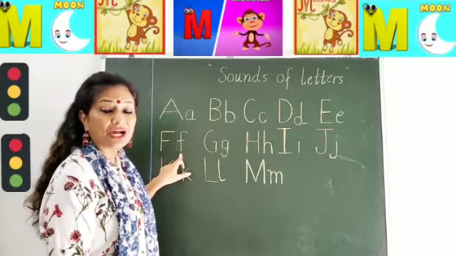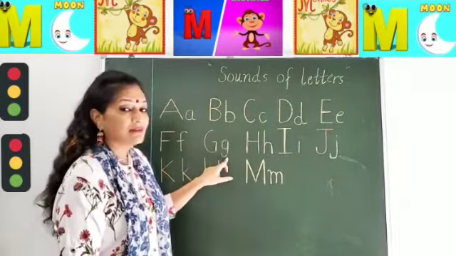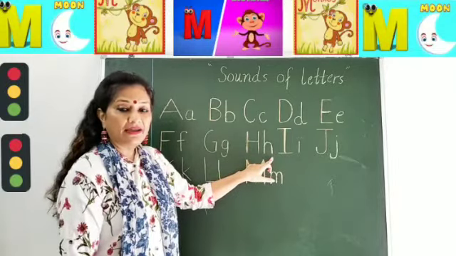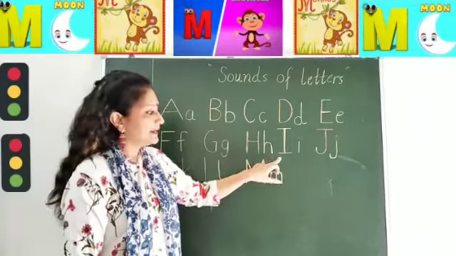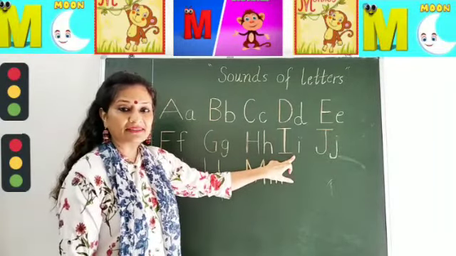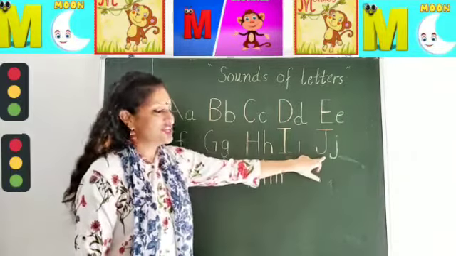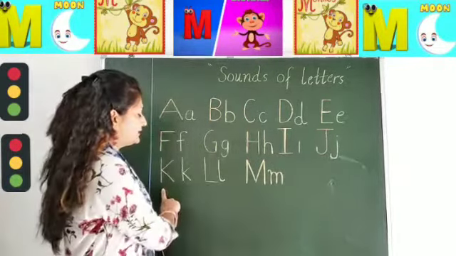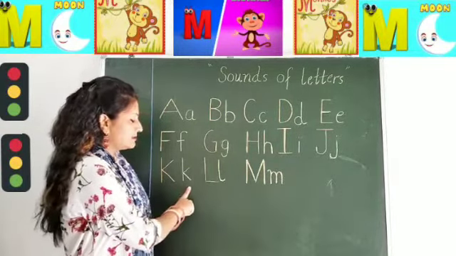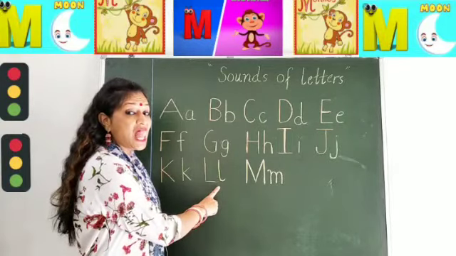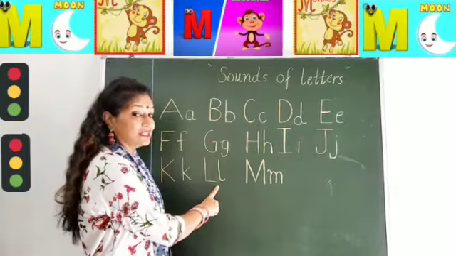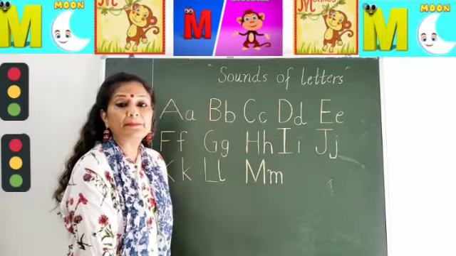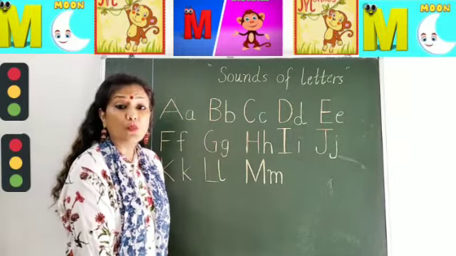F says f, as in fish. G says g, as in gun. H says ha, as in hen. I says i, as in insect. J says j, as in jug. K says k. L says l, as in lion. M says mm, as in monkey, as in moon.